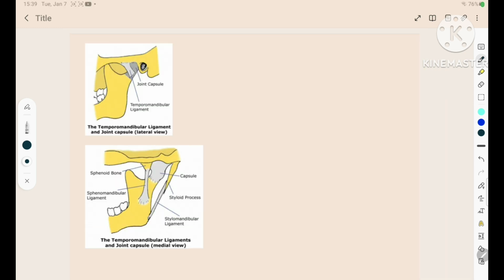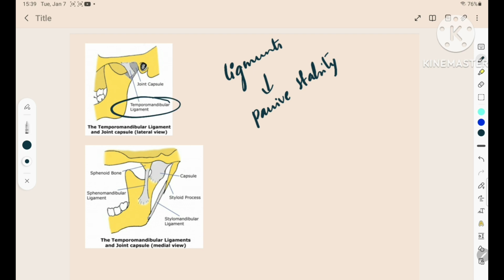The next thing we need to know is about the ligaments. Normally these ligaments are helpful in passive stability, preventing excessive movements. There are different types of ligaments present here. The first one is the temporomandibular ligament, then the sphenomandibular ligament and the stylomandibular ligament. The name itself tells about the origin as well as the insertion area.